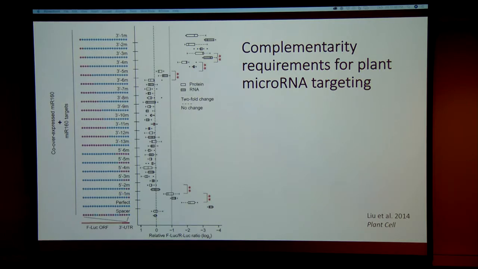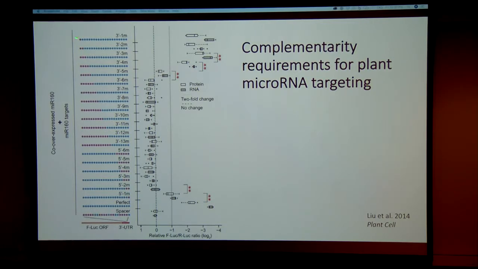So we made a dual luciferase sensor, and we mutated target sites in one of the luciferase genes, and we can measure mRNA accumulation and protein accumulation. And the protein, we use luciferase activity as the proxy for protein accumulation there, and measure the activities. And so this is just one figure from that paper.